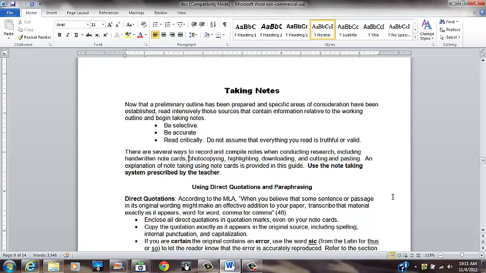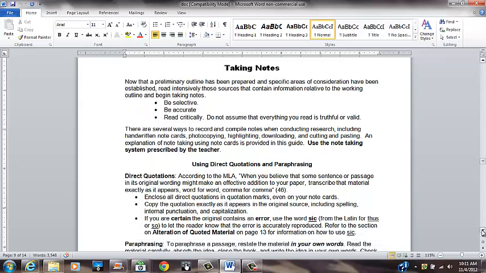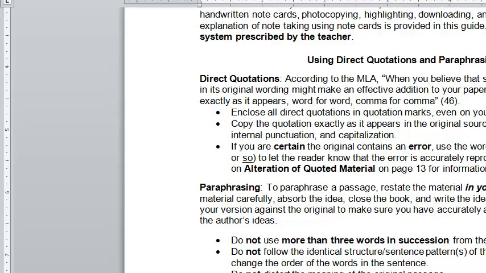It is decidedly untechnological, but it is an old but time-tested method, and I think you'll get a lot from it. Now, let's talk about using direct quotations and paraphrasing, because these are two of the major ways in which you take notes for History Day.